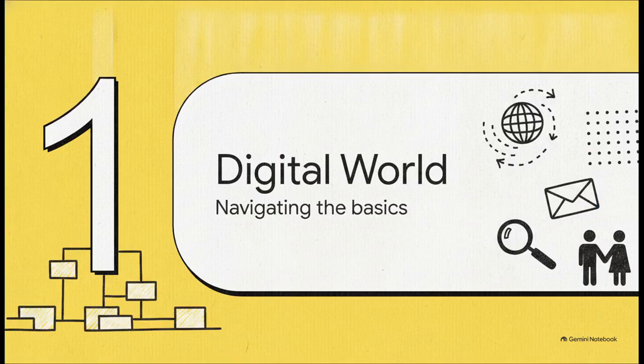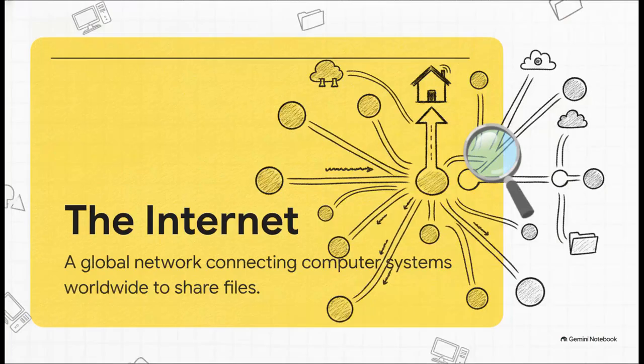Part 1. Navigating the digital world. Okay, so let's set the foundation. The internet is basically the physical infrastructure that we travel on. It's this massive global network connecting computer systems all over the world. Just think of it like a giant physical highway system. And just like a real highway, you need an on-ramp to get your data moving, right? Well, that on-ramp is your internet service provider.